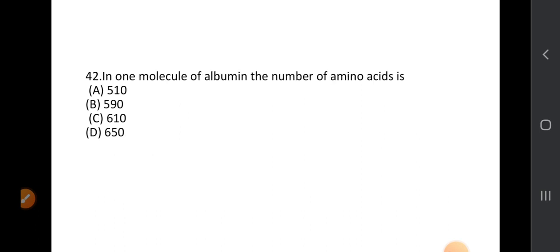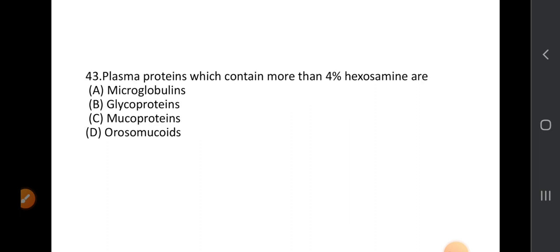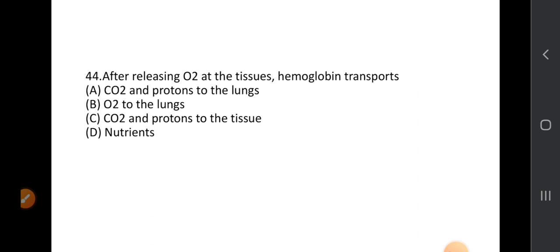42nd question says, in one molecule of albumin, the number of amino acids is 510, 590, 610, or 650. 43rd question is, plasma proteins which contain more than 4% hexosamine are microglobulins, glycoproteins, mucoproteins, or orosomucoids. 44th question says, after releasing O2 at the tissues, Hb transports CO2 and protons to the lungs, O2 to the lungs, CO2 and protons to the tissues, or nutrients.